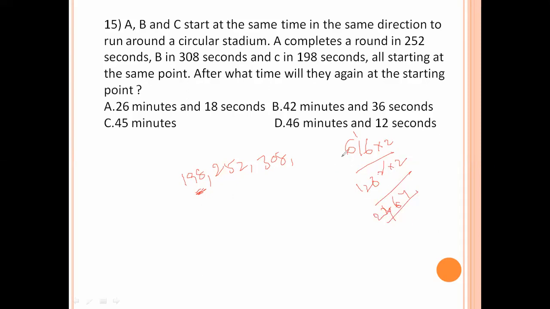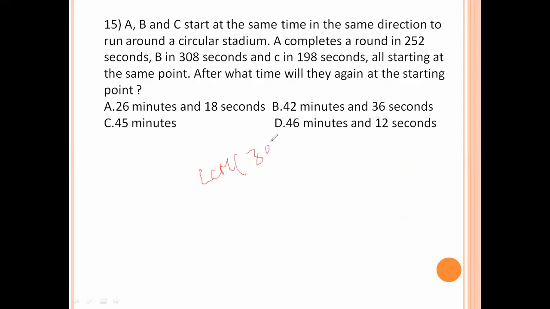Once again you see 308 times 2 is 616, 616 times 2 is 132. Otherwise, here the second way: the LCM of 308, 198, 252 by the parallel direct method.